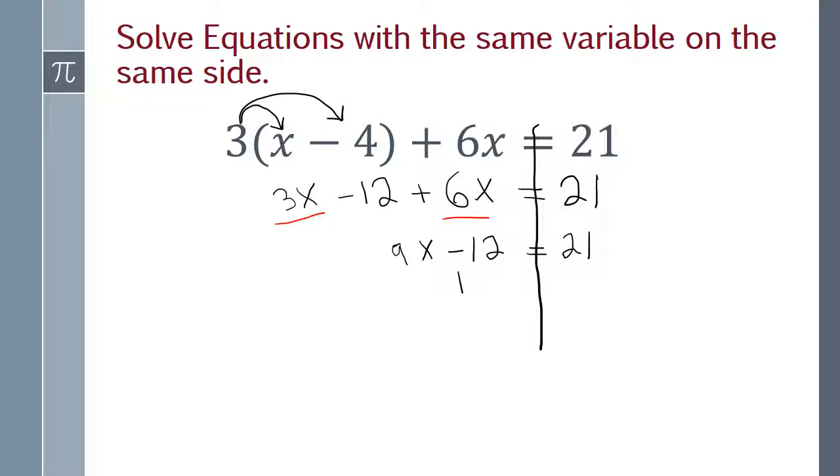This is a two-step equation. I need to add 12 to both sides, which makes me end with 9x equals 33. This is a one-step equation. The opposite of multiplication is division. So I'm going to divide both sides by 9. And the final answer is going to be 11 over 3.